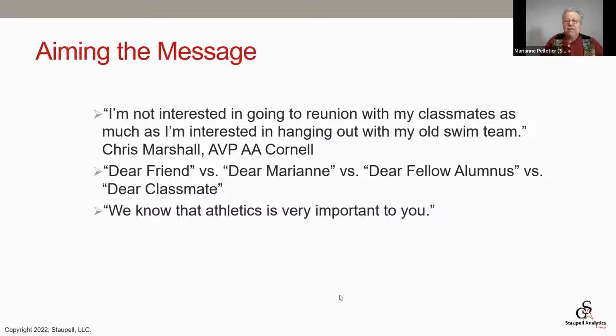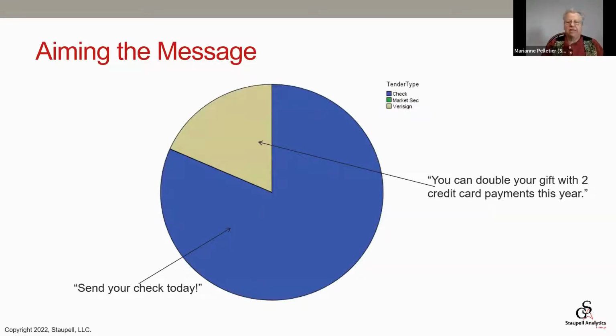All right. We know that athletics is very important to you. No, it's not. You don't know that, right? You better know that, right? Because you contributed to athletics for 60% of your giving, we wanted to let you know that we're doing these things for athletics and around athletics and with athletics. And wouldn't you like to help? Right? Okay. And then aim the message, right?